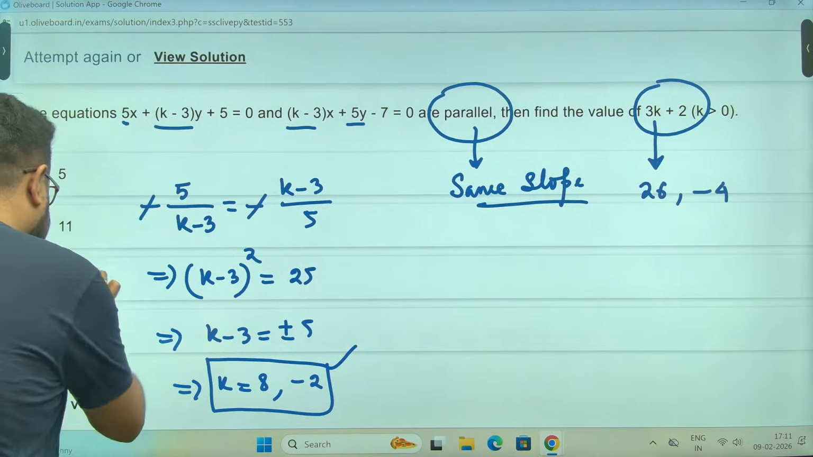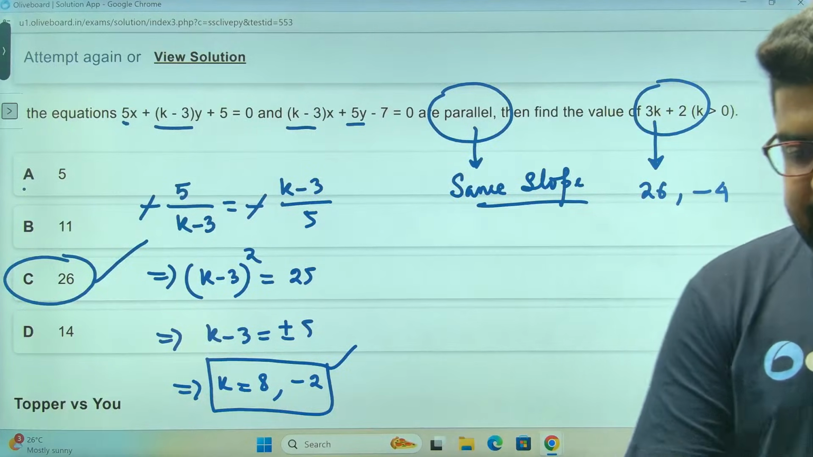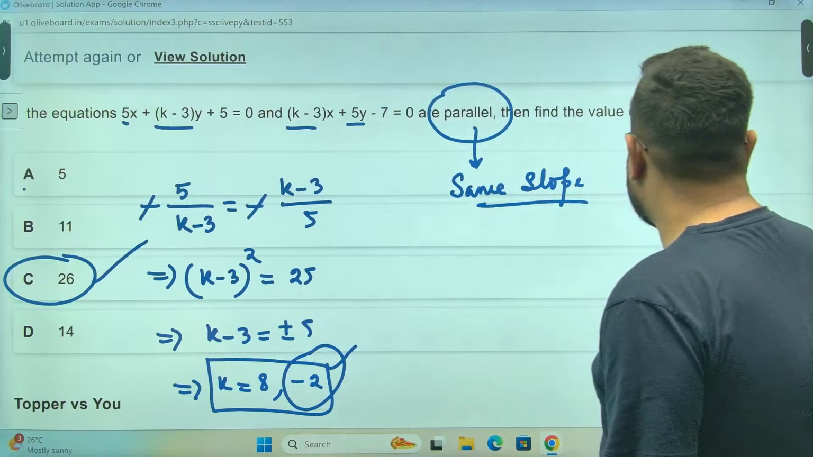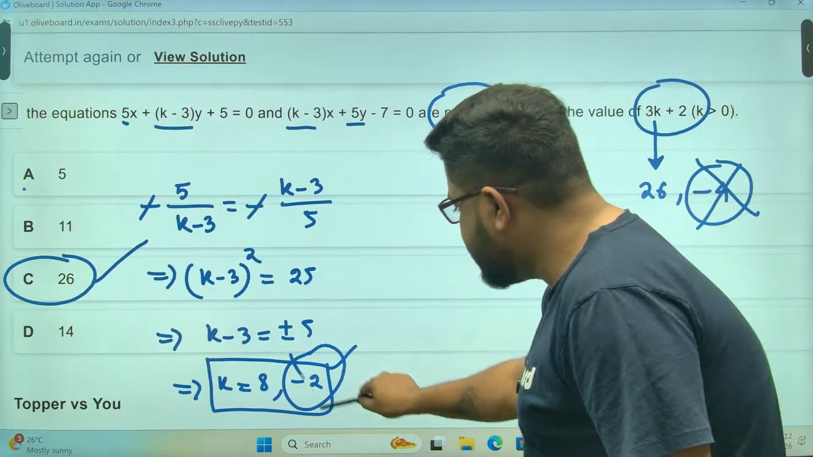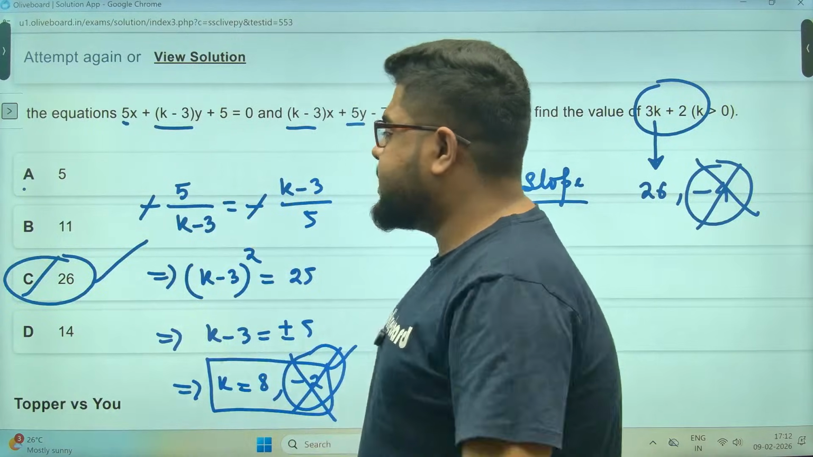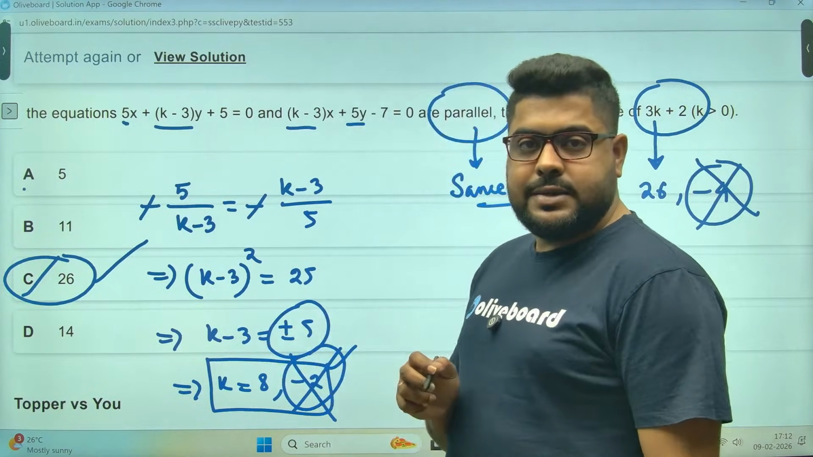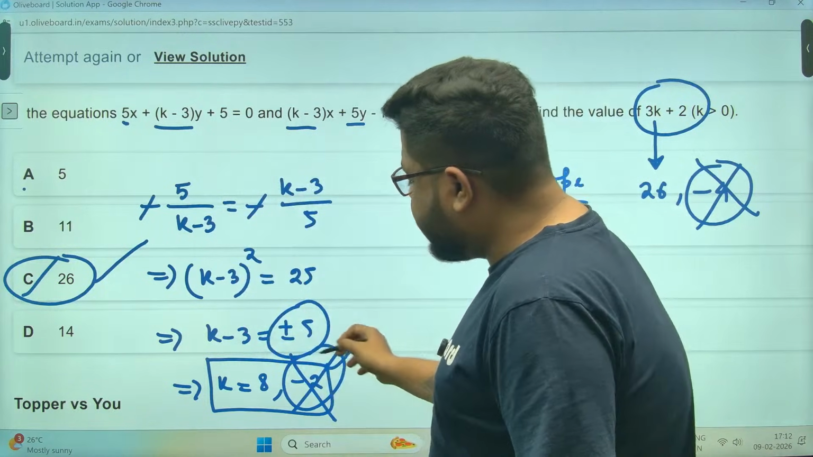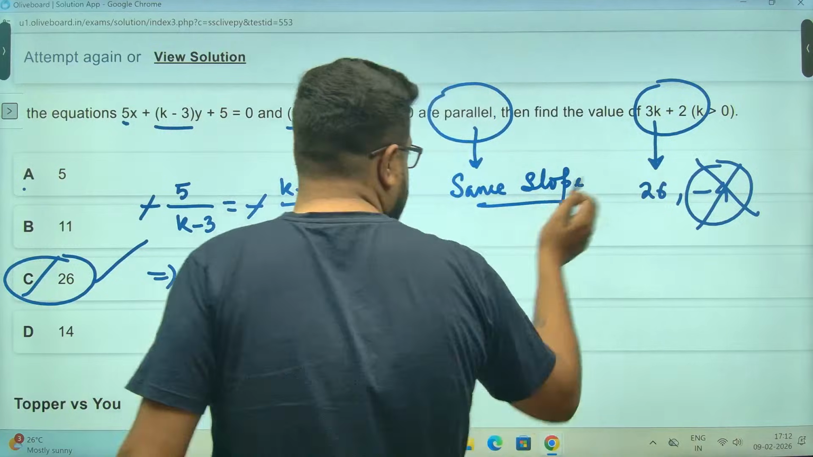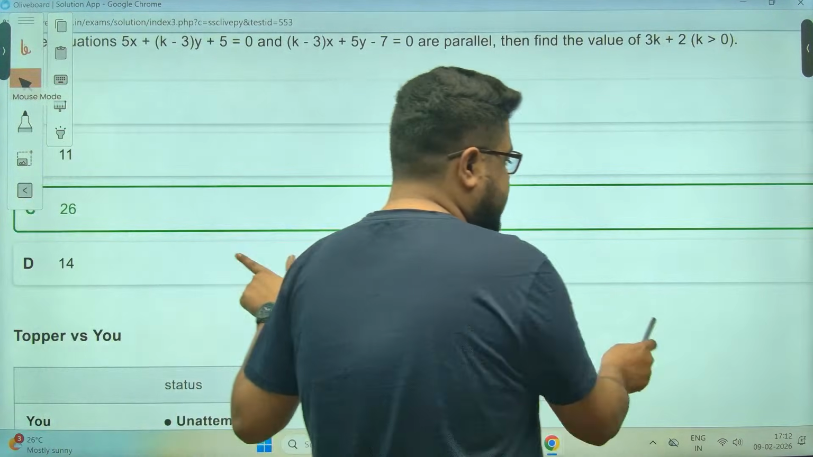I can see 26 is there in option C. So I don't need to take the minus, sir. I can just get rid of this. So 26 definitely will be the correct answer. But again, you cannot just simply say every time I'll not take minus, because the options can also be given as minus 4 instead of 26. In that case, that has to be the answer. So be careful and check the options carefully.